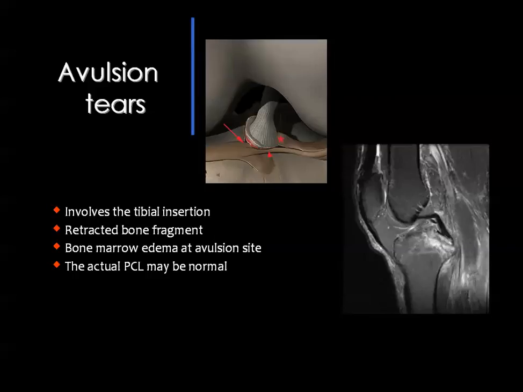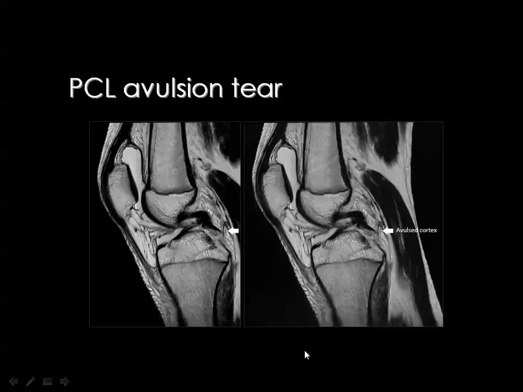In this example, you see that the tibial attachment of the posterior cruciate ligament is detached, but the posterior cruciate ligament itself shows normal size and the normal parenchymal signal. The fracture site will show some bone marrow edema, as you can see here, with increased signal intensity in this T2 weighted image.